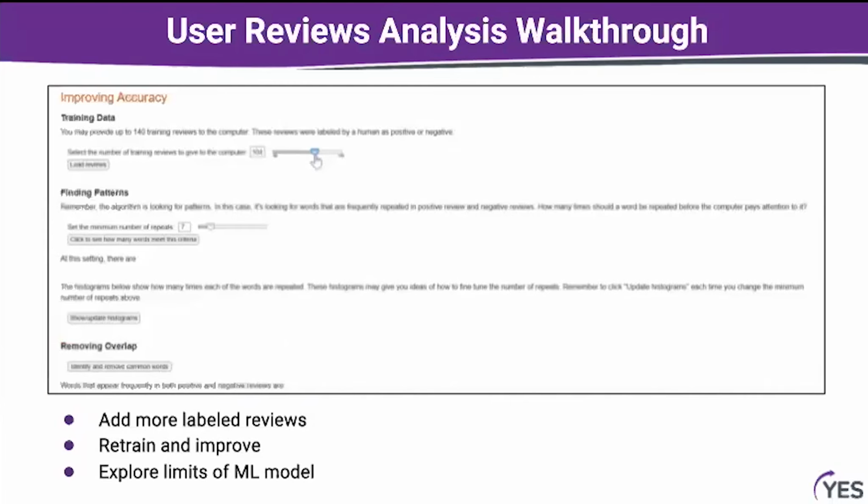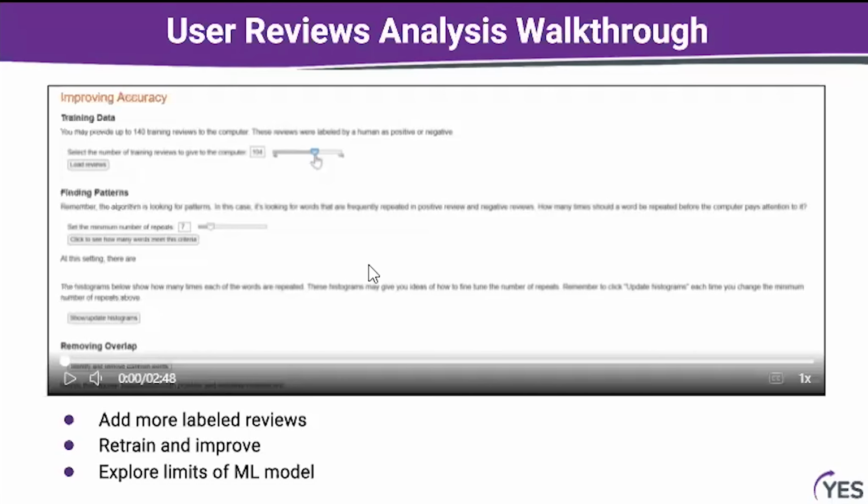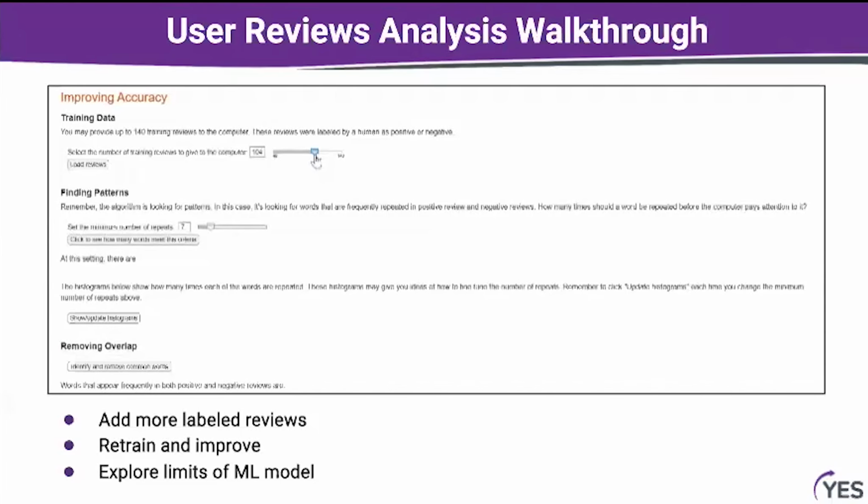Because the model did not always guess correctly, students consider how they can improve the accuracy of the computer's guesses in lesson 2. More reviews can be added to the training model, especially ones with more complex language, and they retrain the model and evaluate the changes in accuracy. So you can see what this looks like in this screen recording here.